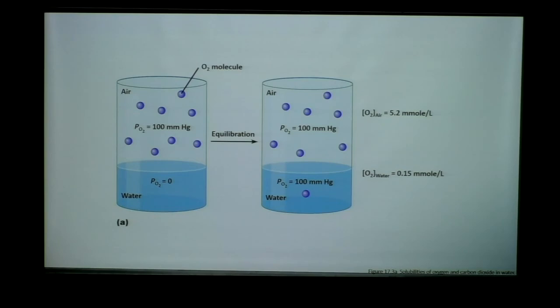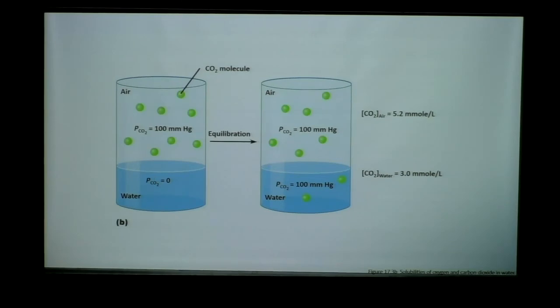And so this is what we're trying to illustrate here. Oxygen does not dissolve very nicely in water. It's not very soluble in water. If we had a gas that would equilibrate or dissolve to 5.2 millimoles in liquid, that would be a very soluble gas, right? And that's kind of the relationship that I'm trying to make here.